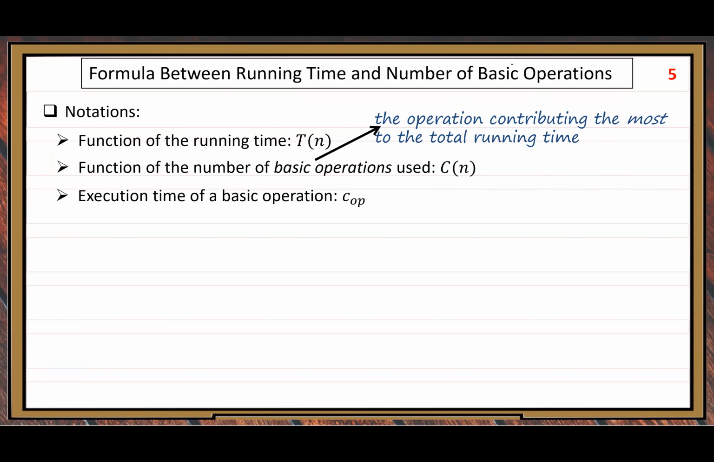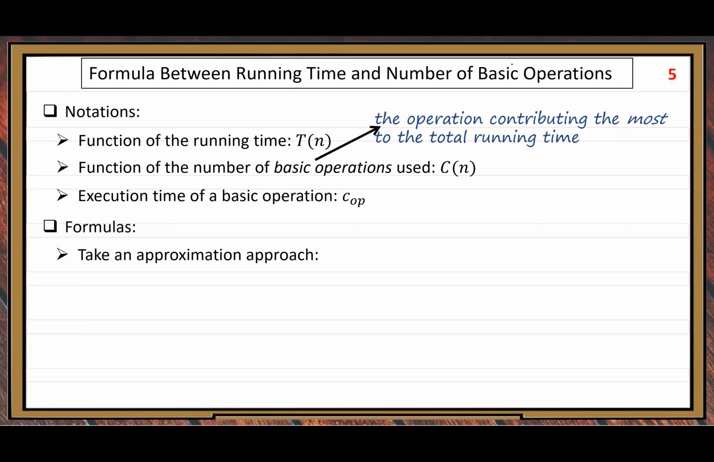In order to compare these two functions, we need to use another quantity, little c. It's a constant. That's the execution time for one basic operation. For different machines, this constant could be different. Usually it's different, but here we just assume there is one constant for one particular machine. Then we can compare these two functions.